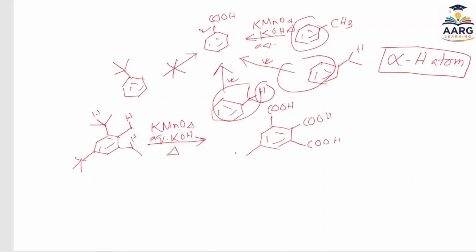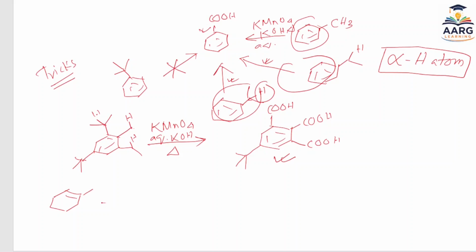And this does not have any alpha hydrogen, so the product will be this. So if this type of question comes in JEE or NEET, remember this. This is one of the tricks, and also the conditions for how KMnO4 oxidizes aromatic alkanes. The mechanism of all three will be different. Now let's see how this works. This is the extra learning that I am giving you.